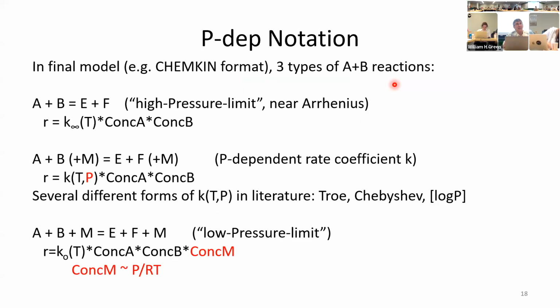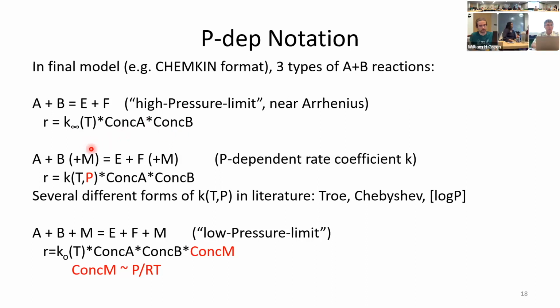In the end, you'll now have three different kinds of reactions for A plus B. A plus B goes to E plus F. And you'll see all three of these in models if you look at them. So one of them is people assume you're in the high pressure limit. A plus B goes to E plus F. They assume it's near Arrhenius. And the rate law would be a K infinity of T times the concentration of A times the concentration of B. And this is the one you're all familiar with.